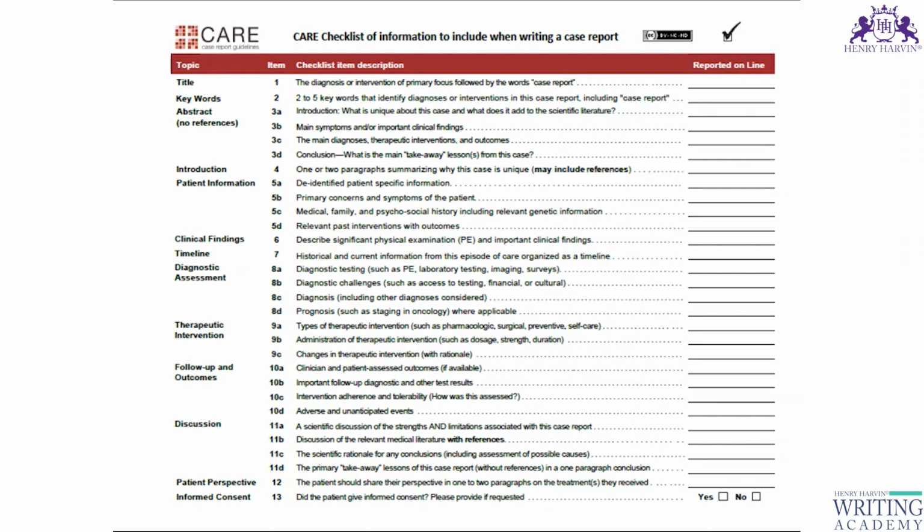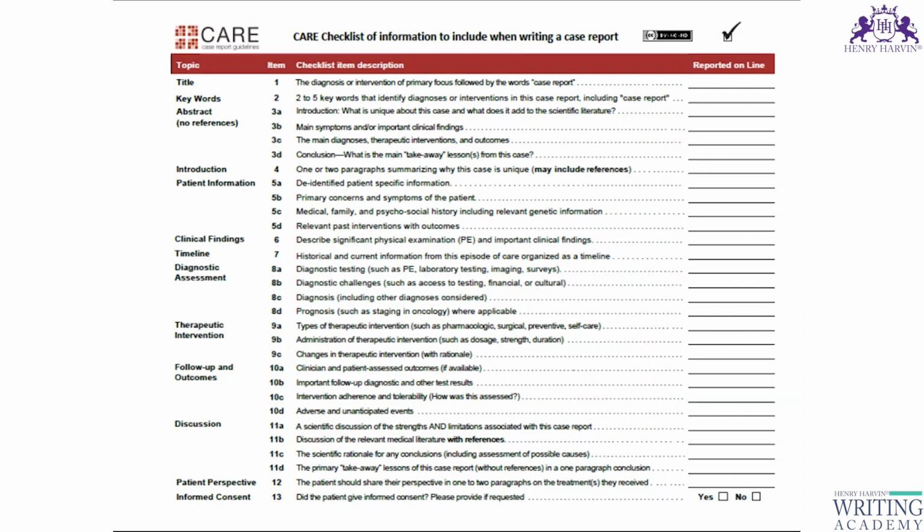Then next you have to write the keywords: 2 to 5 keywords that identify the diagnosis or interventions in this case report, including the words case report. These 2 to 5 keywords can be related to the diagnosis or intervention of the disease or condition about which the case report is being written, and the word case report is also used as a keyword. Words which are repetitively used and come again and again in the article can be used as keywords.